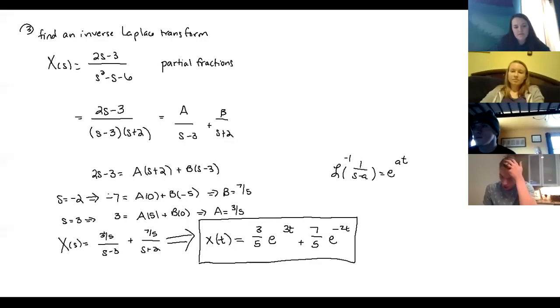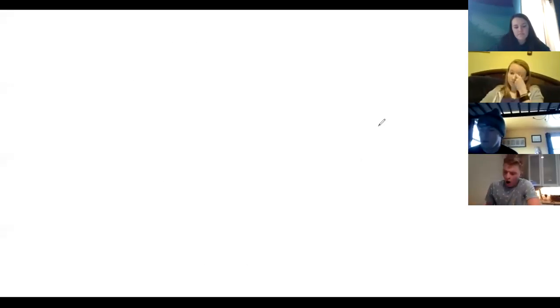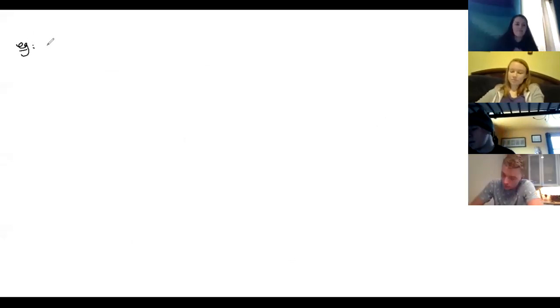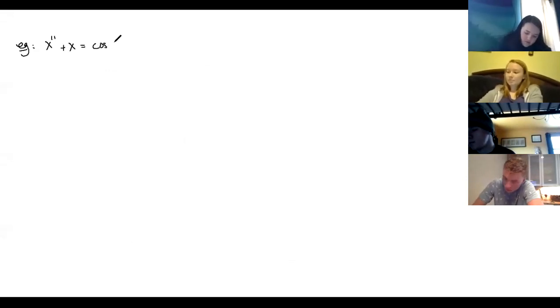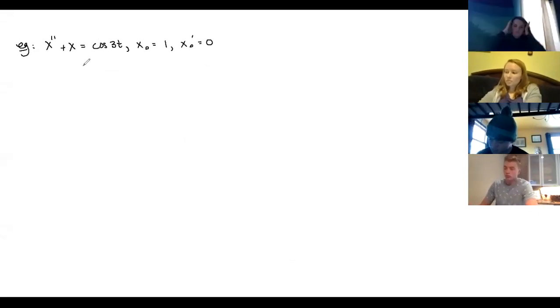For example, let's say we have this one. X double prime plus x equals cosine of 3t, and I need initial conditions. X naught is equal to 1 and x naught prime is equal to 0. We'll do the steps one more time, this time labeled, and then after that I won't.